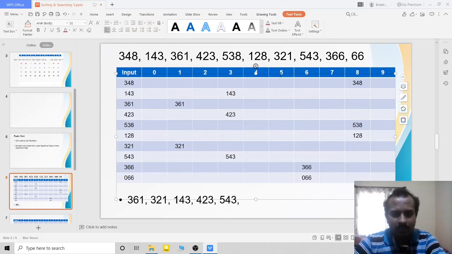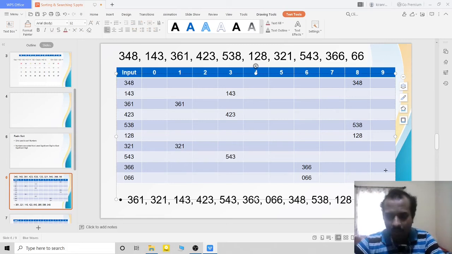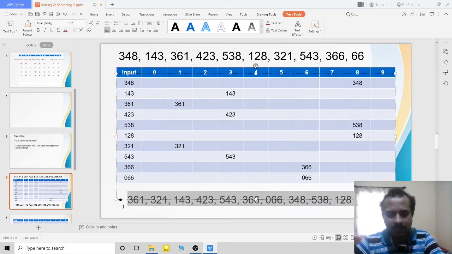Afterwards check the fourth column. Nothing is present in the fourth. Fifth one, nothing is present. Sixth, I have 366 and 066. First one is 366, then 066. Then check the seventh one, nothing is present. Then the eighth one. In the eighth one I have 348, then 538, then 128. Now what you have to do here is, the output of this phase will be given as the input for the next phase.